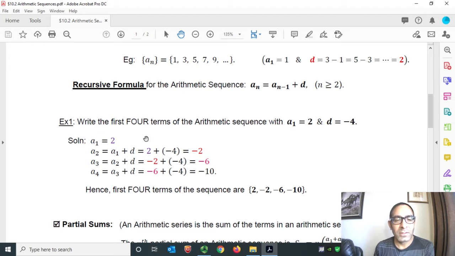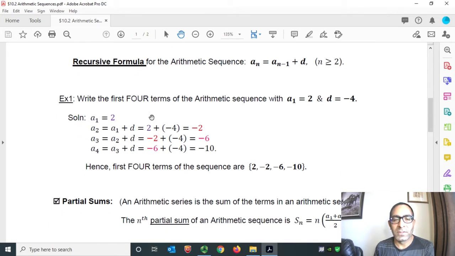Example 1, write the first four terms of the arithmetic sequence with first term 2 and common difference negative 4. So let's begin the solution. Here the first term is given to us. The second term is the first term plus the common difference. Here the common difference is negative 4. So a2 equals a1 plus d equals 2 plus negative 4. So 2 minus 4 is minus 2.